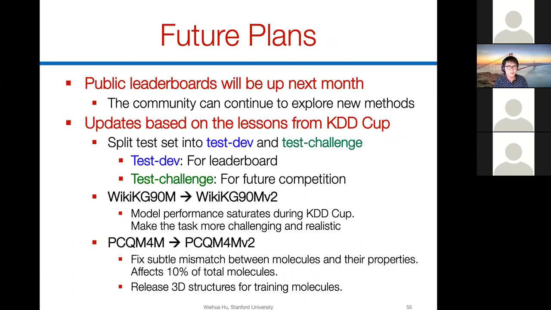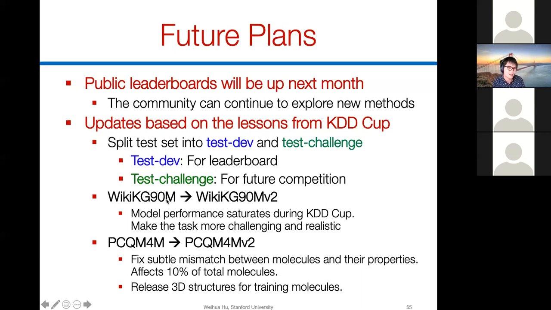Finally, I'm going to share some future plans for the development of this large-scale challenge. We're working on public leaderboards, in order for the community to continue to develop new models on these datasets. We are going to update the datasets based on the lessons learned from the KDD Cup. First of all, we're going to split the test set into two parts, test-dev and test-challenge. We're going to use test-dev for the leaderboard and test-challenge for future competitions, like maybe next year's KDD Cup or at other venues, so that people can continue to develop on our datasets and continue to participate in competitions based on our datasets.